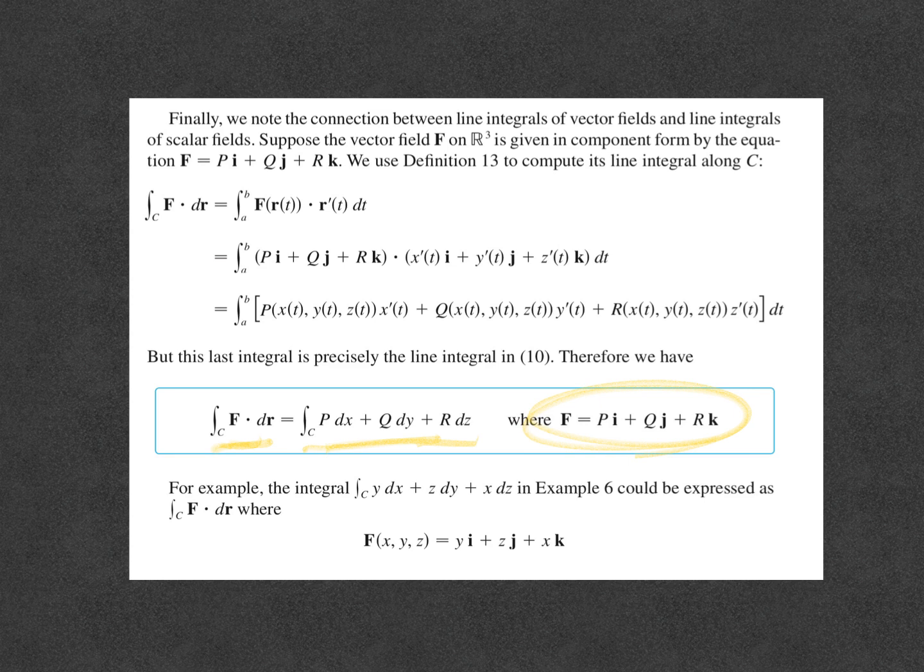Example 6 is the one we did with the two line segments C1 and C2, and one of them was positive, one of them was negative. So we could have worked it out that way, but what we did is fine.